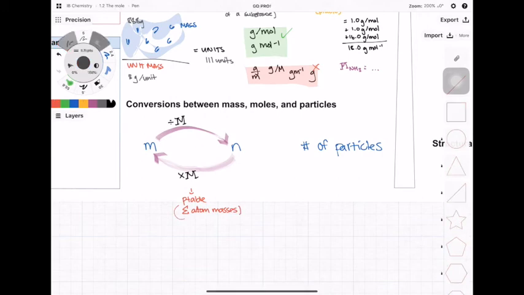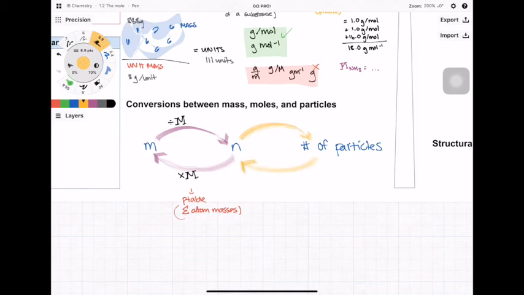When we want to go from the number of moles, that packet, to the number of particles, we multiply by Avogadro's number, multiply by Na. When we want to go the other way, number of particles to moles, we divide by Avogadro's number, again 6.02 times 10 to the 23.